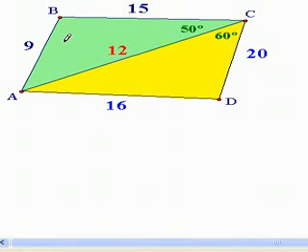Are these two triangles similar? Well, first I'm going to look to see if I've got a side-angle-side situation here: 15, 50, and 12, and 20, 60, and 12. But I noticed that the included angles, 50 and 60, aren't congruent.